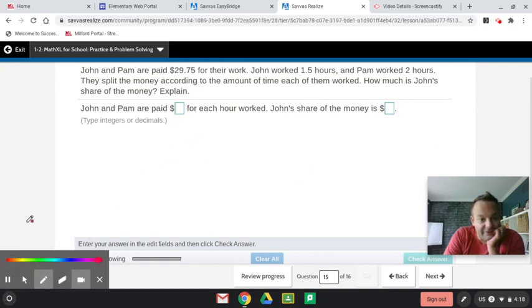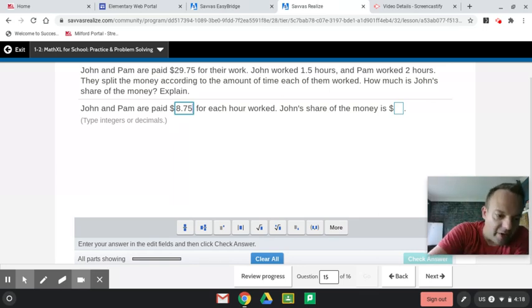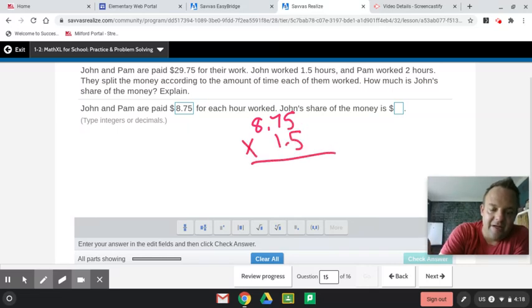$8.75. So we're going to put that in here. $8.75. And Jim's share of the money is, well, Jim worked 1.5 hours. Oh boy, guys. Here we go. $8.75 times 1.5. Here we go, guys.